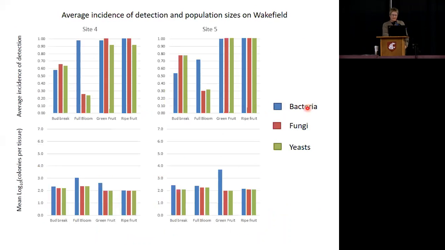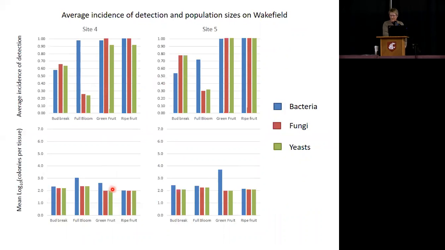Looking at the Wake field, here again, this is between bud break and full bloom. We didn't get a pre-bloom sample from these fields, but again, we find a fair number of microorganisms right at bud break. So when the tissues are just emerging. At full bloom, again, we had a high incidence of bacteria, and then at green fruit and ripe fruit, we had high incidence of colonization by all types of organisms.